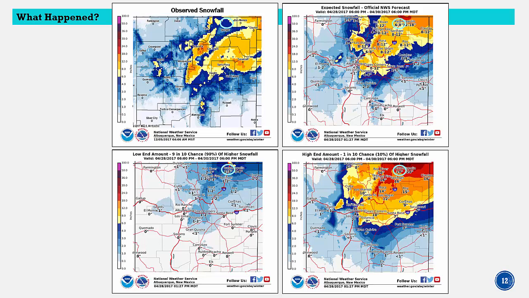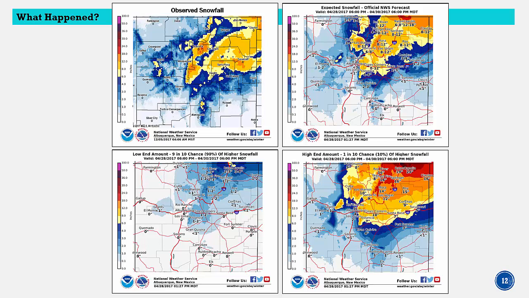Near Raton, the forecast was for 6 to 8 inches of snow. The low-end amount was 2 to 3 inches, but the high-end amount was near 19 inches. Due to local expertise, you can see the forecast was closer to the lower end amount, and in fact, what actually fell was slightly lower than the official forecast, but still greater than the low end amount.